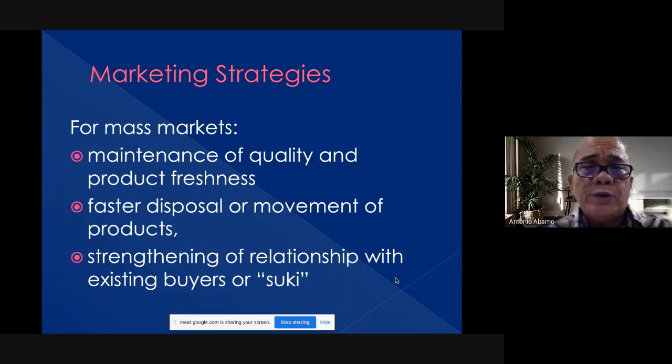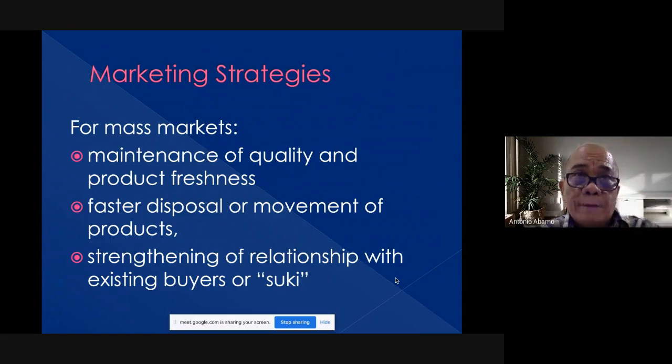So let's take into account the marketing strategy for mass market, no? For mass market, anybody, meaning to say, pangkalahatan, no? So what are the different considerations? What is a mass market? What are the important considerations when you deal with mass market? First is maintenance of quality and product freshness.